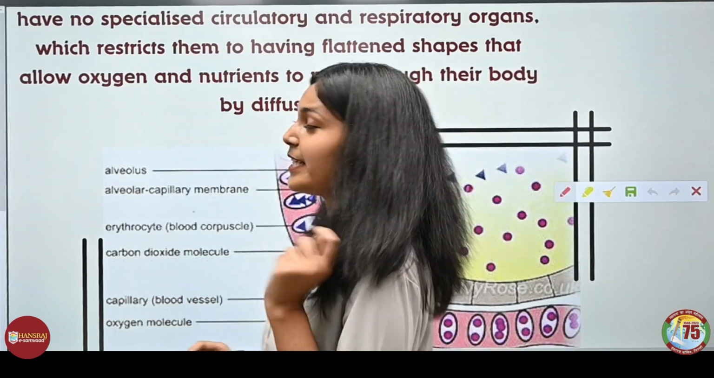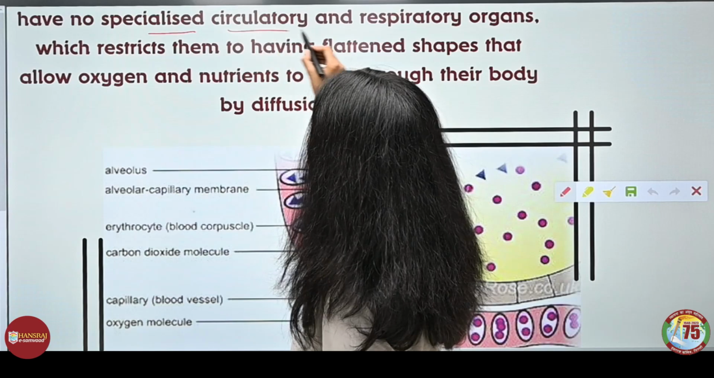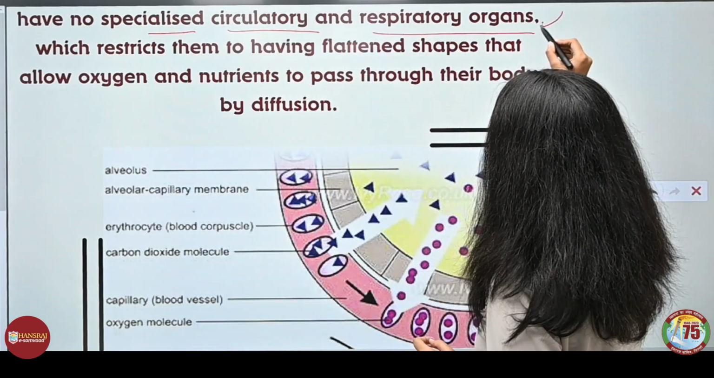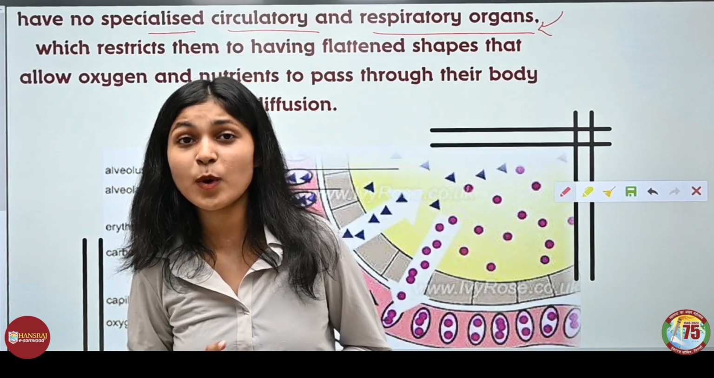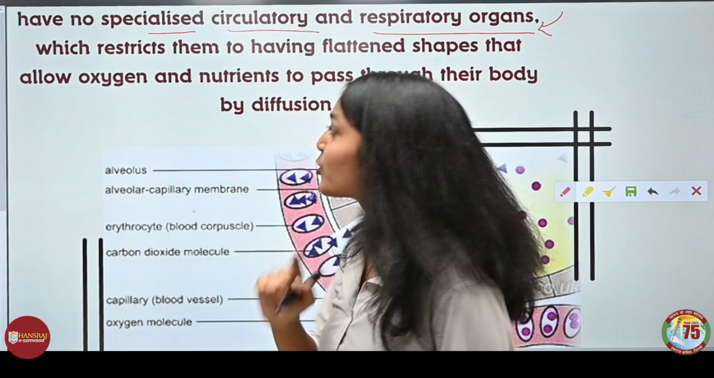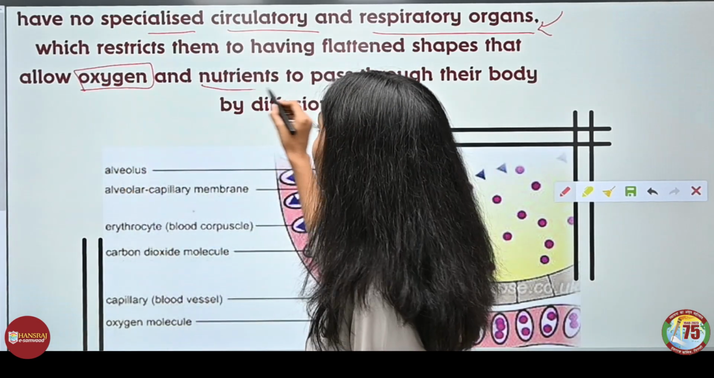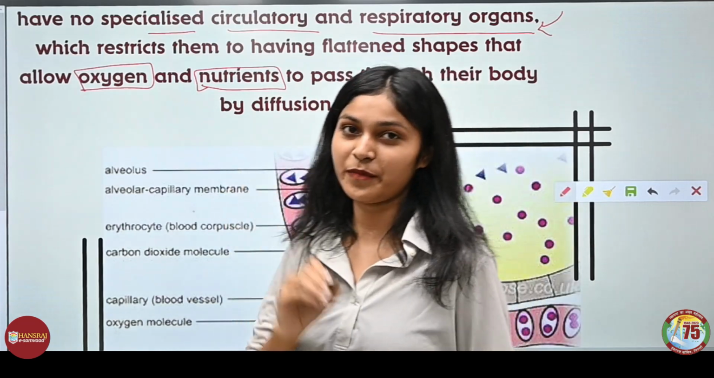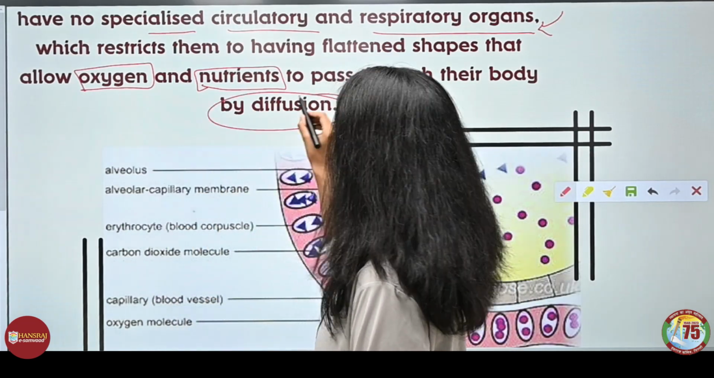So yeah, these flatworms do not have specialized circulatory and respiratory organs as are present in higher-level organisms. That's why it's very obvious for them to have this flat body, so that they can exchange oxygen and nutrients very easily through their body by the process known as diffusion.